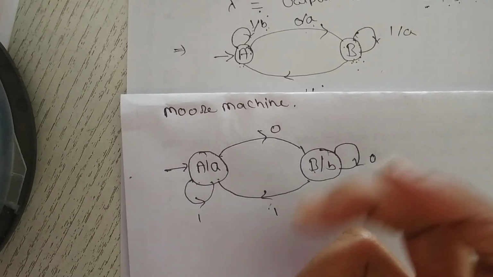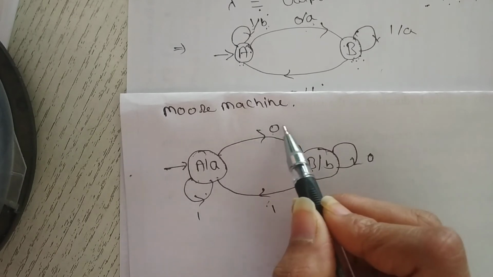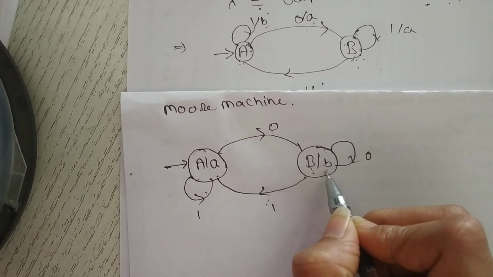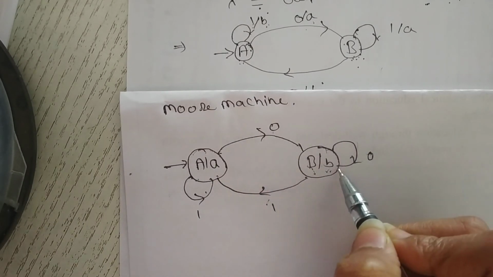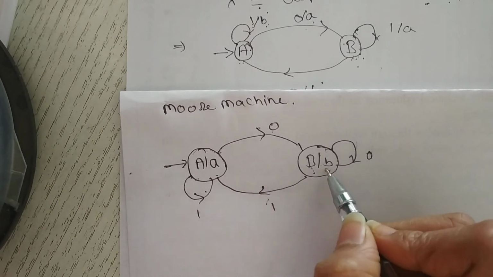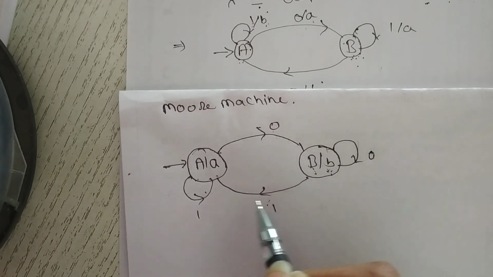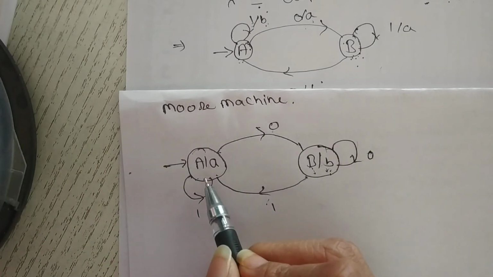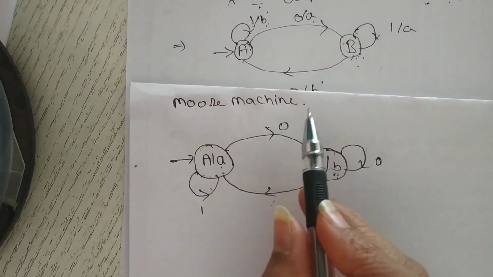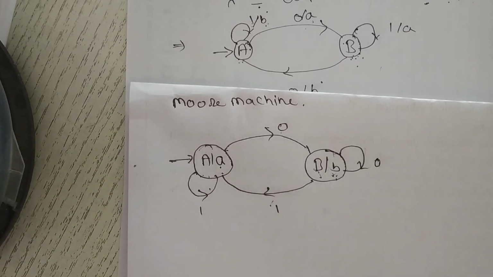Now first of all, see, there are two inputs, 0 and 1. When input 0 comes, it goes to B and then produces the output b; getting input 0 there, it comes to its own state and also produces the output b. But when input 1 comes, it goes to state A and produces the small a output, right? So these are the two examples of a Mealy machine and a Moore machine. In the next lecture we will see another example of Mealy and Moore machines.